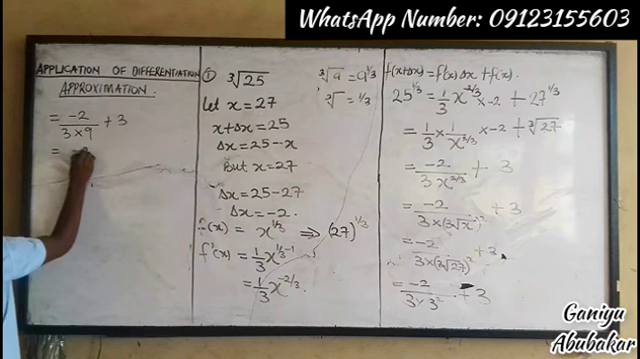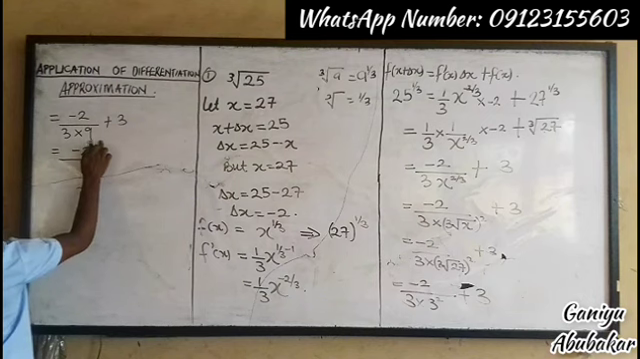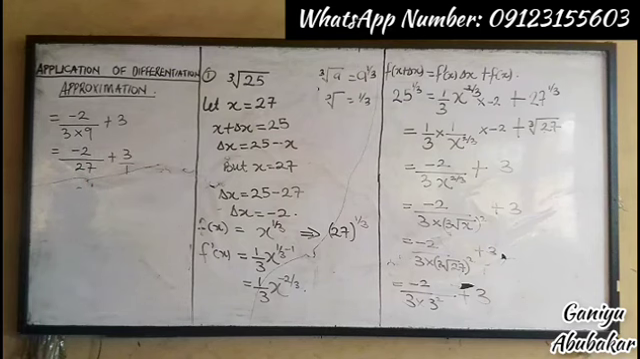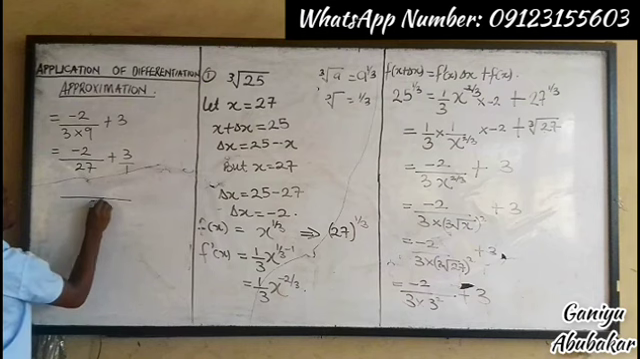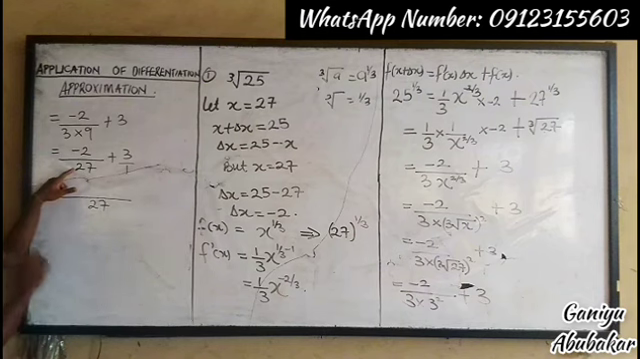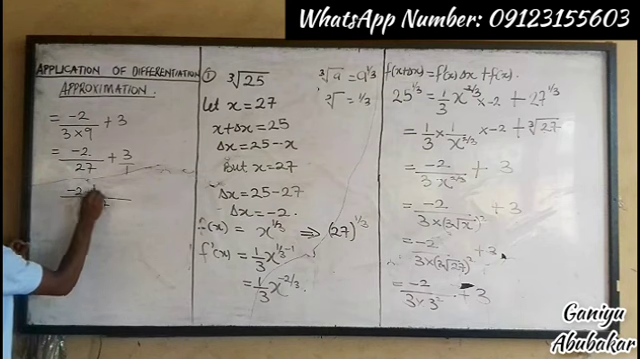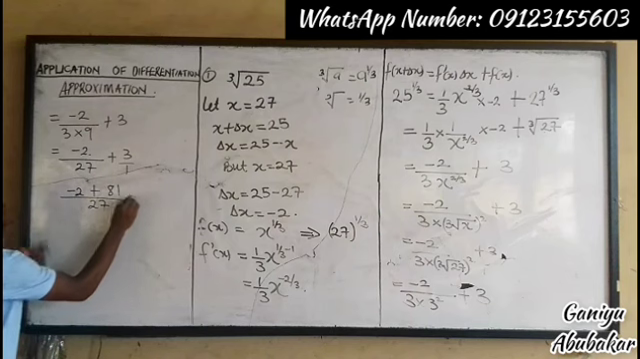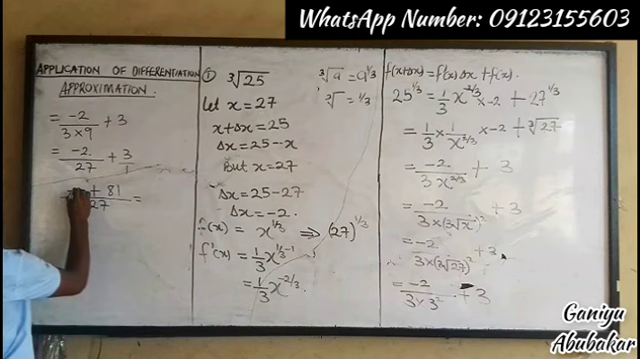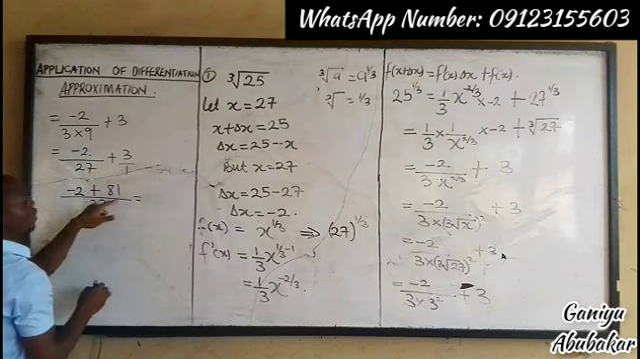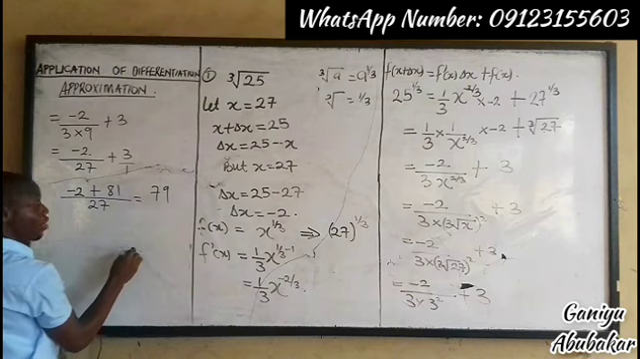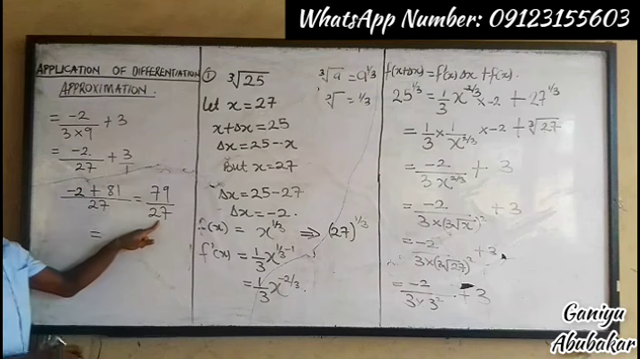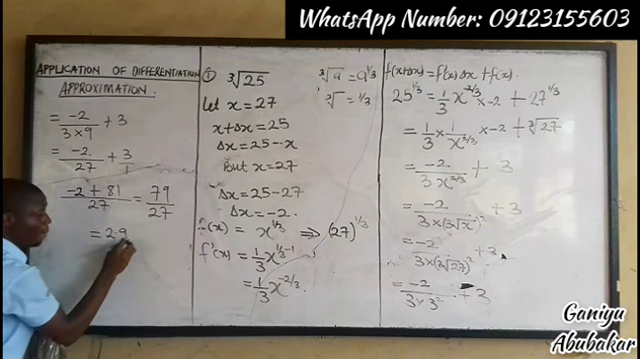So minus 2 all over 3 times 9 is 27, plus 3. So apply your LCM concept. What's my LCM here? 27. 27 divided by 27 is 1. 1 times minus 2 is minus 2. Plus 27 divided by 1 is 27. 27 times 3 is 81. So minus 2 plus 81 is 79, right? Yes, over 27. So give an answer, please. 79 over 27 is 2.925.